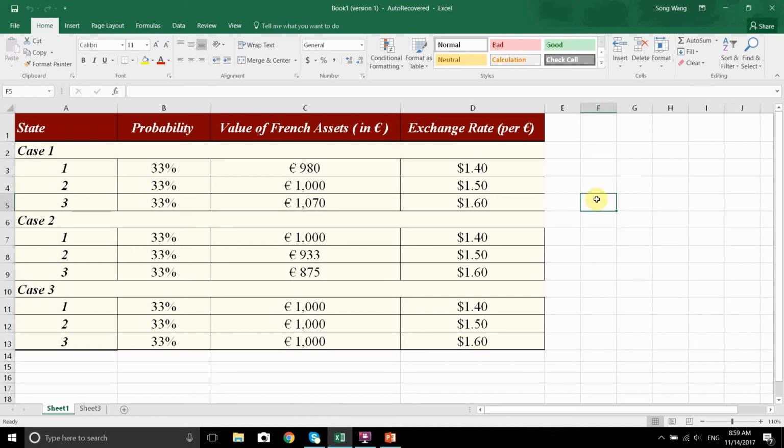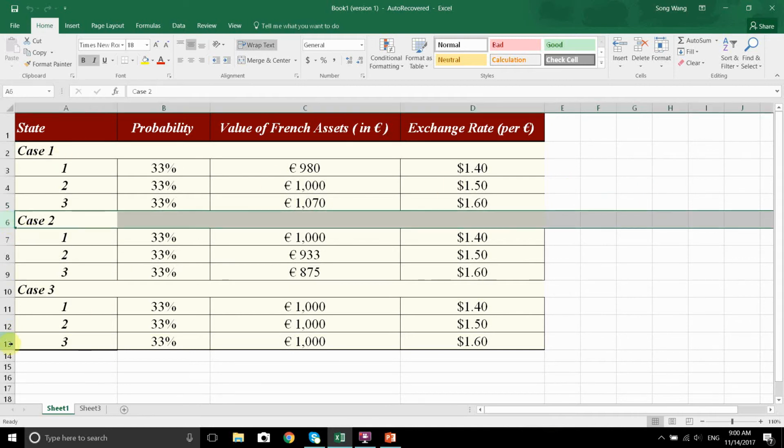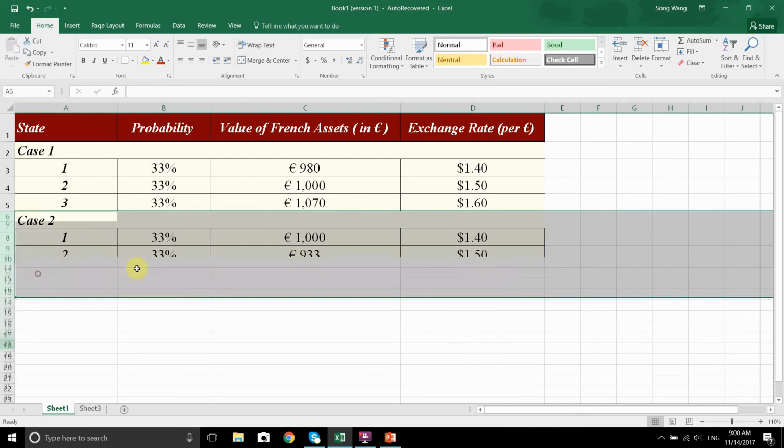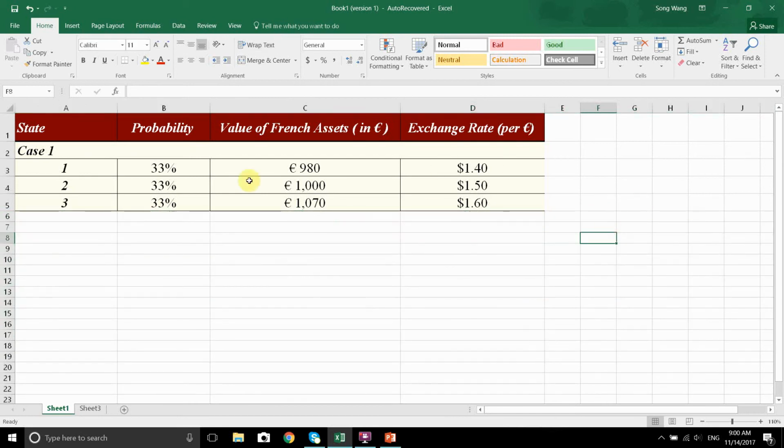So here I put the study in Excel. We're trying to find out the economic exposure for each of the three cases. For simplicity, let me just focus on case 1 first. In case 1, we have three different scenarios. They each come with a 33.33% probability.